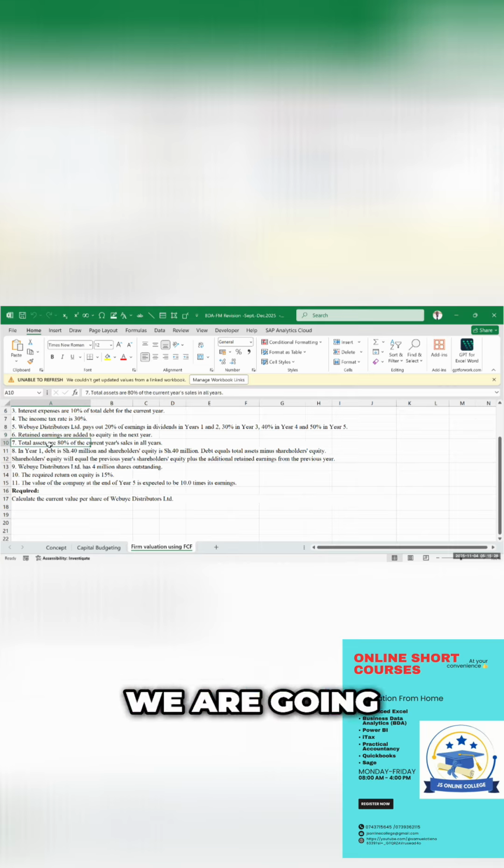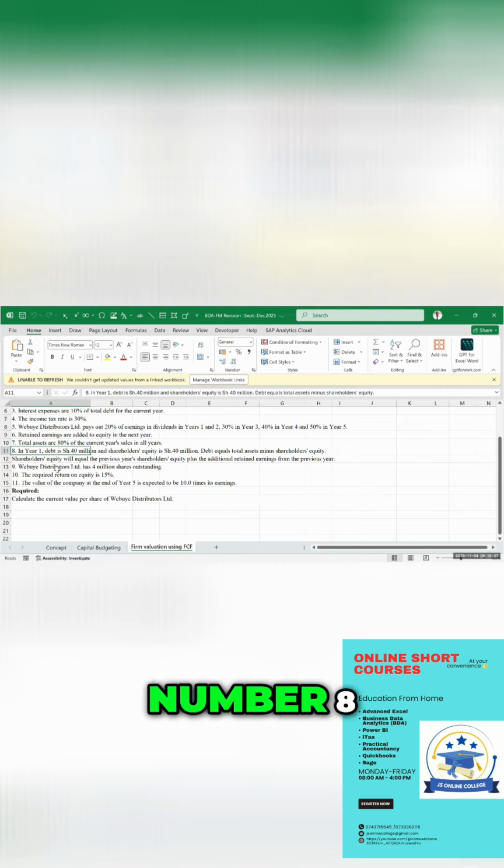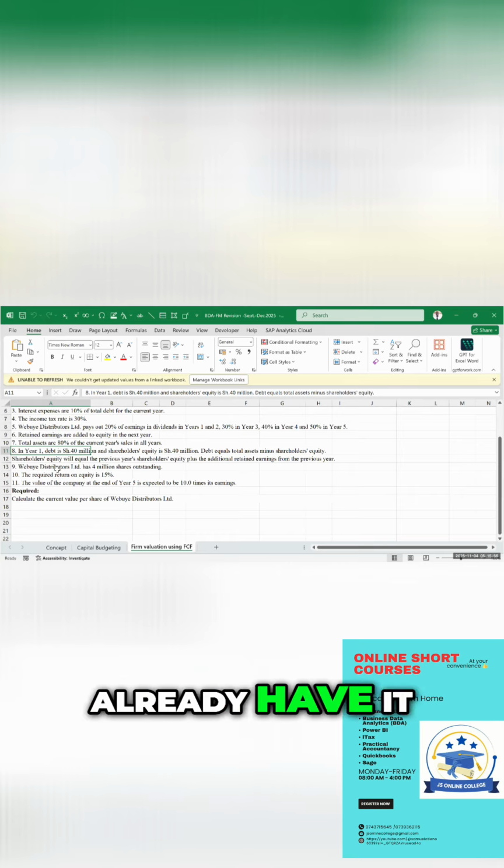So the assets that we are going to use in our model statements, we are being told, are 80% of every year's sales. Number 8 assumption: in year 1, we are told debt is 40 million and shareholders' equity is also 40 million. Debt is equal to total assets minus shareholders' equity. The examiner has been very kind to also add that information, but even if they don't add it, as a student at this level, you are expected to already have it.